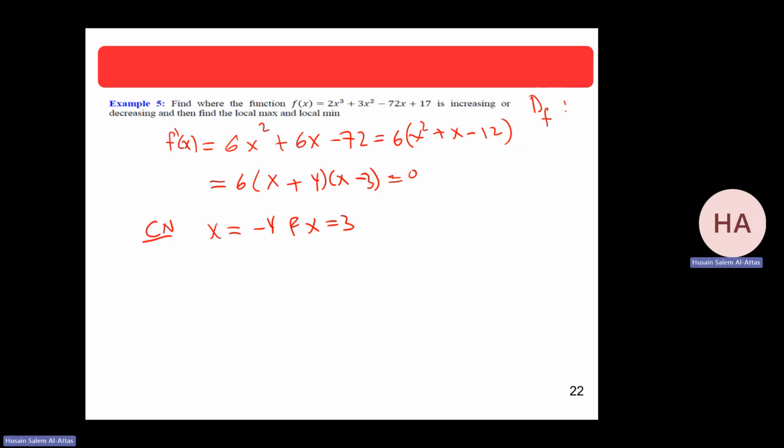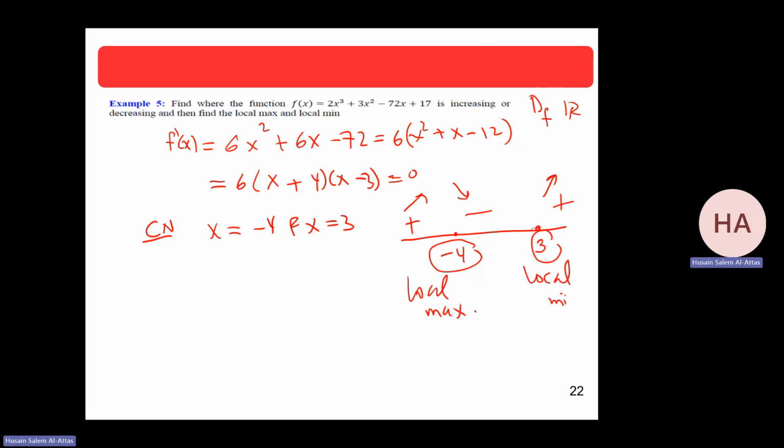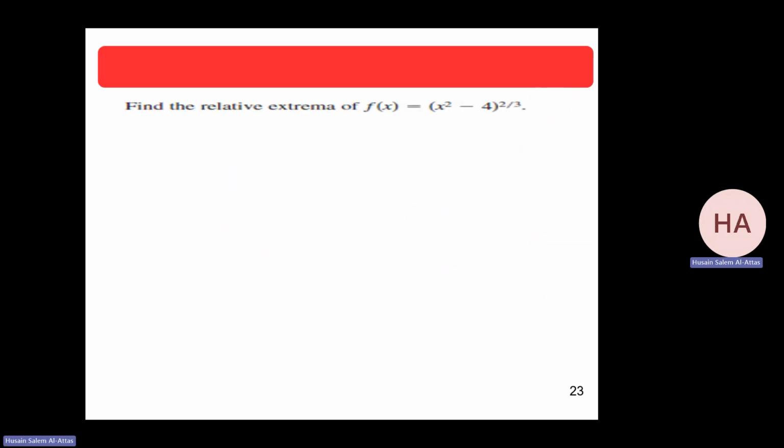By the way, the domain of the function is R. So I have this minus 4 and 3. Take a value less than minus 4, negative times negative, so that will be positive. At 0, it is negative. Then it is positive. So increasing, decreasing, increasing. So I have a local maximum at x equals minus 4 and local minimum at x equals 3. Another function. When he says the relative extrema, he's talking about both relative maximum and relative minimum.